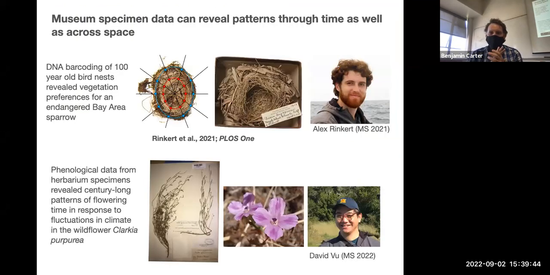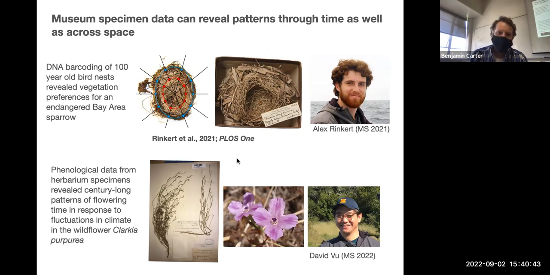And I just want to highlight a couple other students' work because these museum specimens are really useful not only for looking at patterns of species through space, but also trends through time. Another one of my recent students, Alex Rinkert, who's actually an ornithologist, was really interested in the conservation of this super rare sparrow that lives only at that special place that I mentioned earlier where the salt water meets the land in the San Francisco Bay. They want to conserve the habitat for this bird, but they don't know what the habitat is because it's all trashed by people and by all the paving and everything else we've done out there. So what he did was use 100-year-old museum specimens and got DNA out of the plants that the birds used to make those specimens to come up with species lists of the plants the birds picked 100 years ago, so that they know what plants to plant in their conservation sites to try to restore the habitat for these birds.